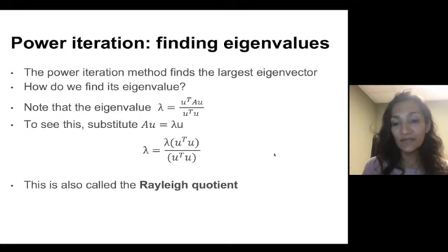Now, in the power iteration method, we first found the eigenvector. How do we find the eigenvalue? For that, we use what's called the Rayleigh quotient. The Rayleigh quotient is this expression right here. This is a quadratic form, u transpose times A times u, divided by u transpose times u. If you substitute in lambda u for Au, you see that this lambda term can come out, and these two factors cancel, and this gives you lambda.